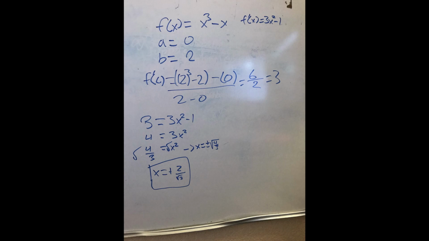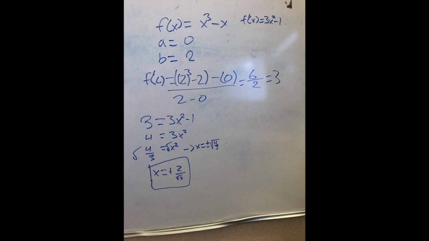To find, not the roots, to find the numbers c that satisfy this equation. So we're looking for the values of c. To do that, we have to find f prime of x first. So f prime of x equals 3x squared minus 1. Now we set our f prime of c equal to that. So we have 3 equals 3x squared minus 1.